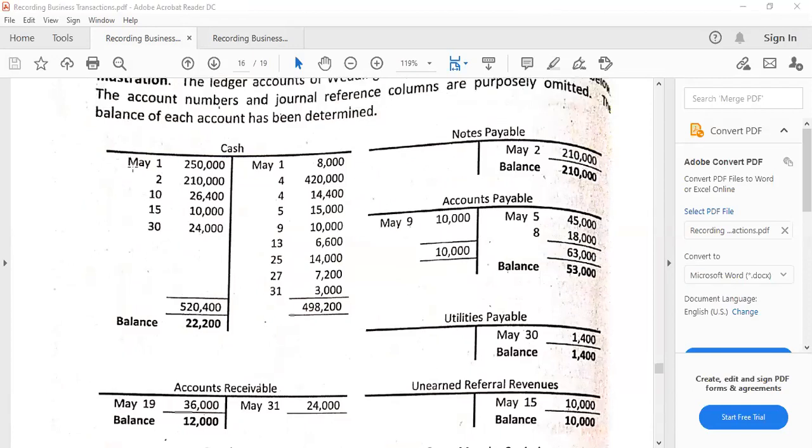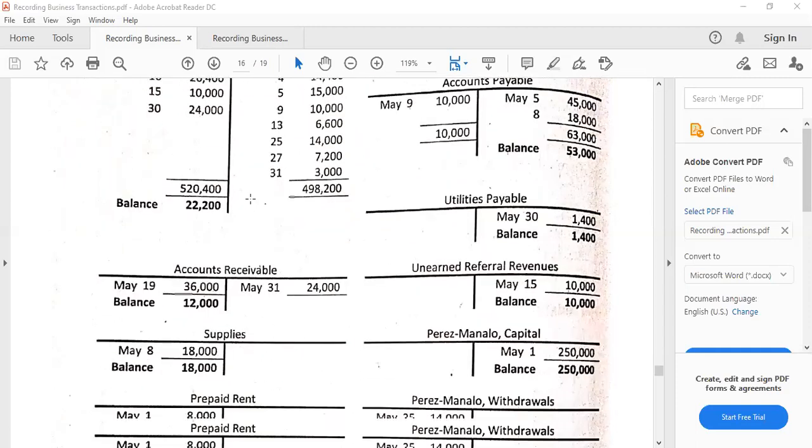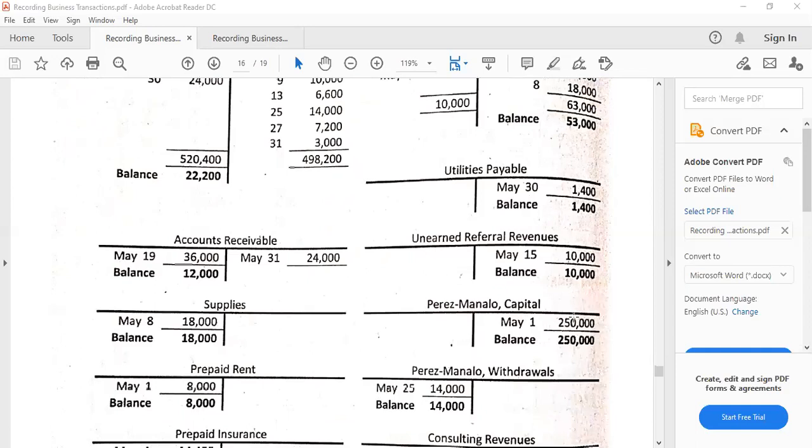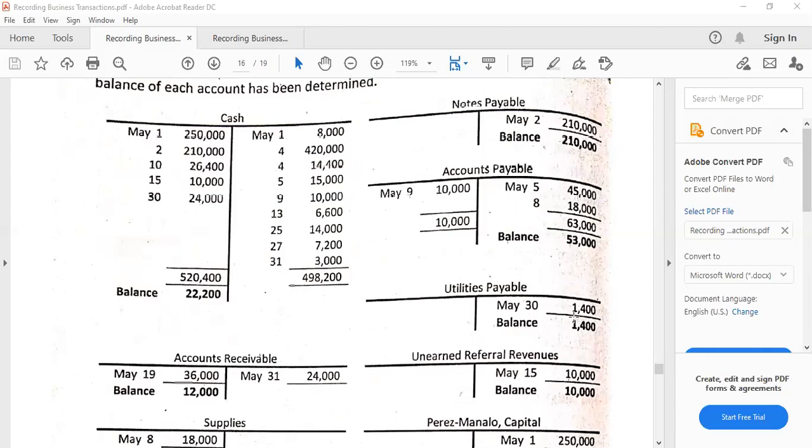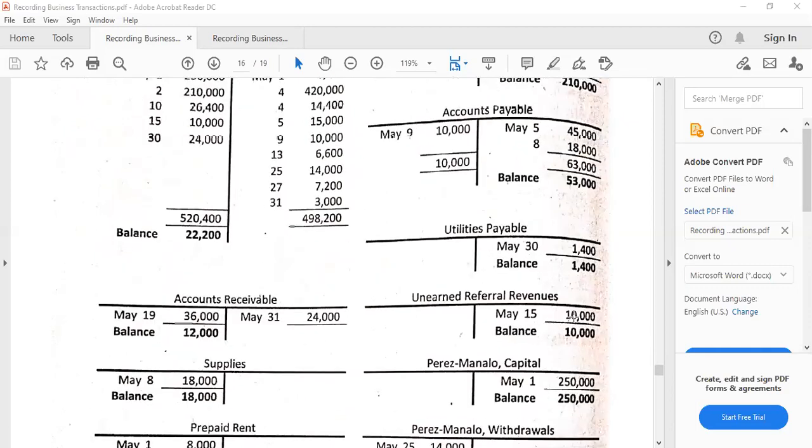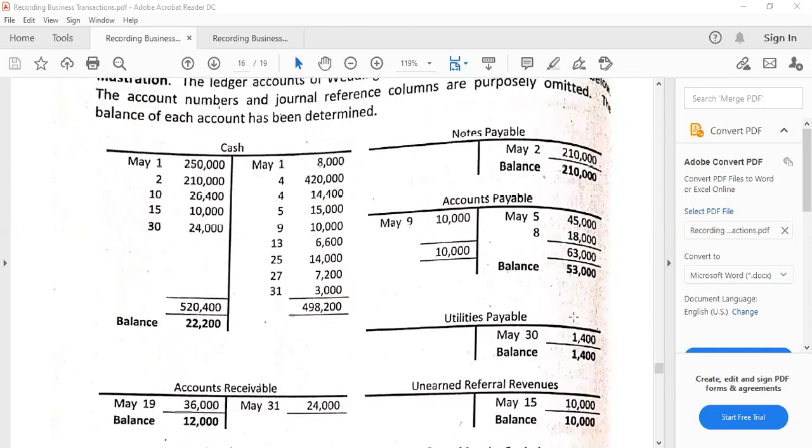So we have to write here May, because it's the very first month that is placed on the T account. So you have here May 1. And then after that, we are going to continue the process. So May 1 for cash, 250,000. And then for the capital, we have May 1, 250,000. All right. So we now have done writing the debit and credit for the first transaction.